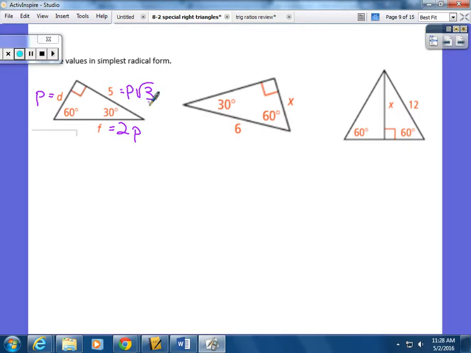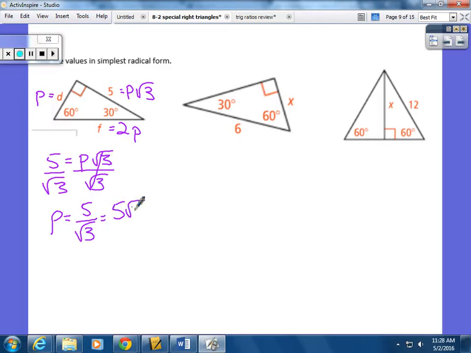So what side do I know? I know the longer leg. So I have 5 equals p root 3. Divide by square root of 3. So I have p equals 5 over root 3. When I rationalize that, you get 5 square root of 3 over 3. Now, I know p, so that gives me d. So d is 5 root 3 over 3.